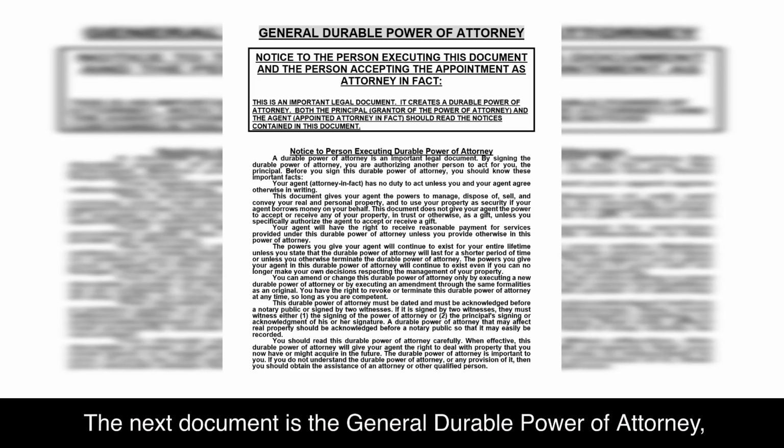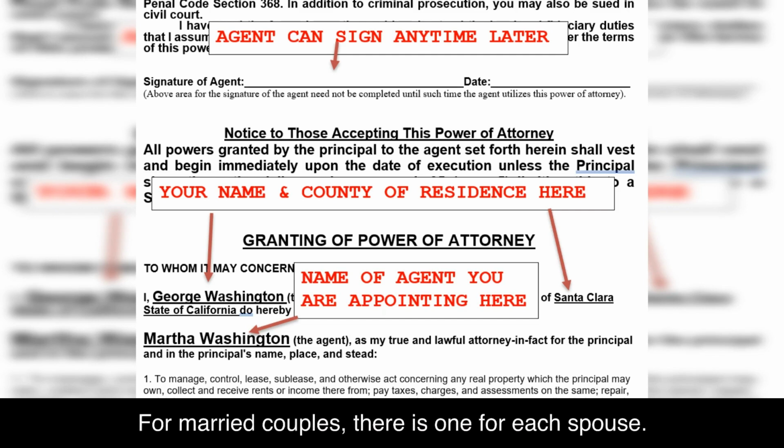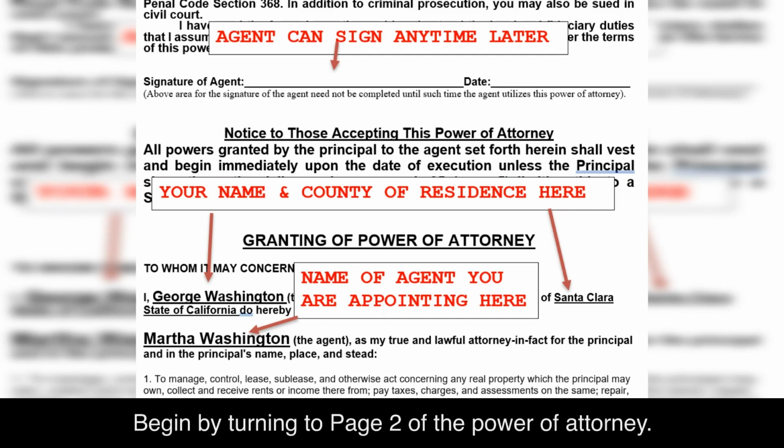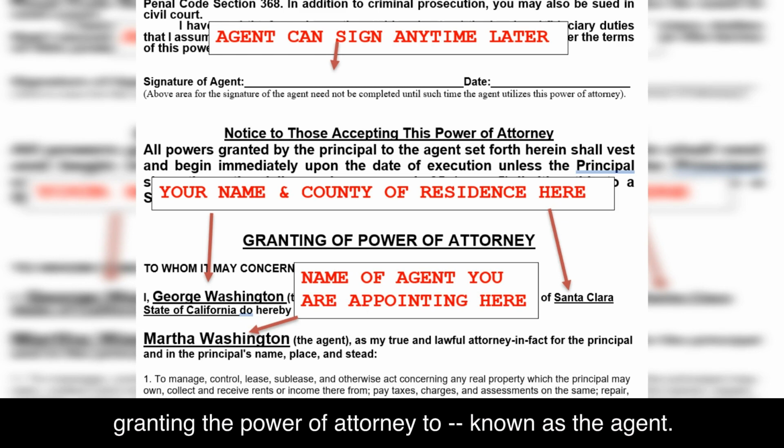The next document is the general durable power of attorney that grants your agent the ability to act for you on matters outside of the trust. For married couples, there is one for each spouse. Begin by turning to page 2 of the Power of Attorney. There you'll see the name of the person you are granting the power of attorney to, known as the agent.